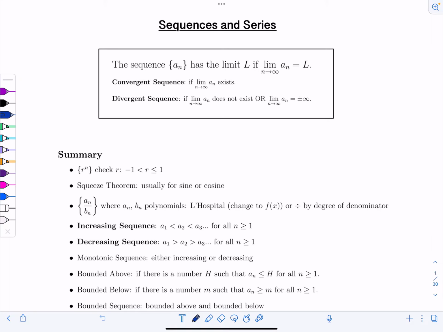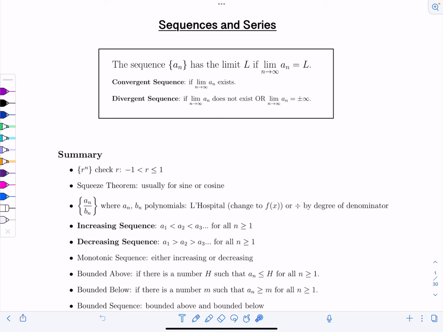So to kick things off, we're going to talk about sequences first, and a sequence is just an ordered list of terms. And we say that a sequence, usually we refer to it as a sub n, has the limit L if the limit as n approaches infinity of a sub n equals L. And we say a sequence is convergent as long as this limit exists as a finite number, okay?